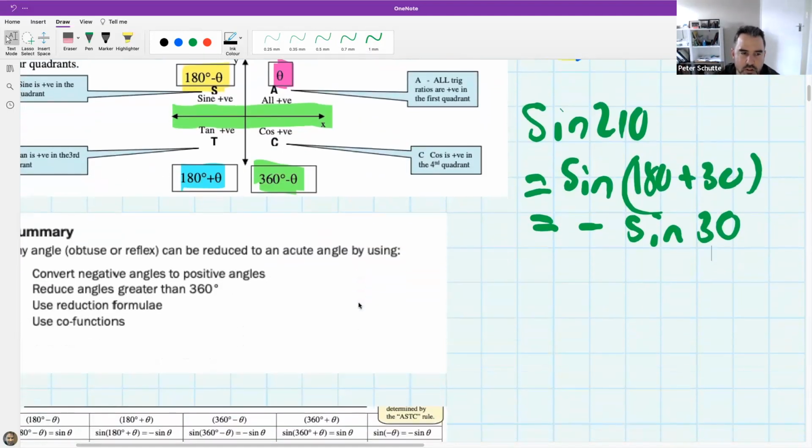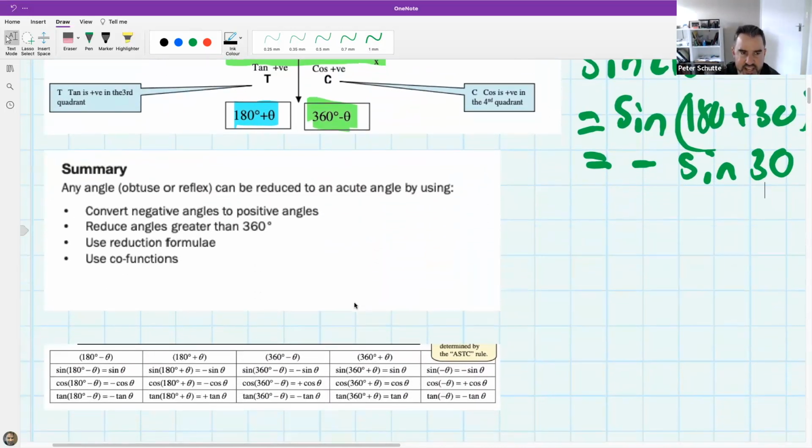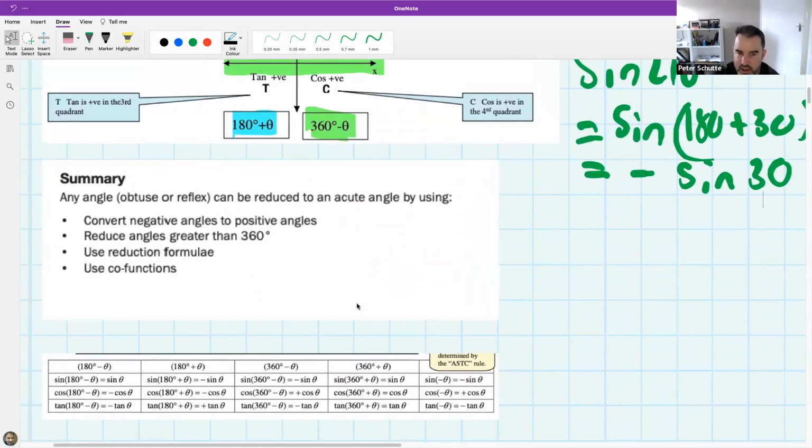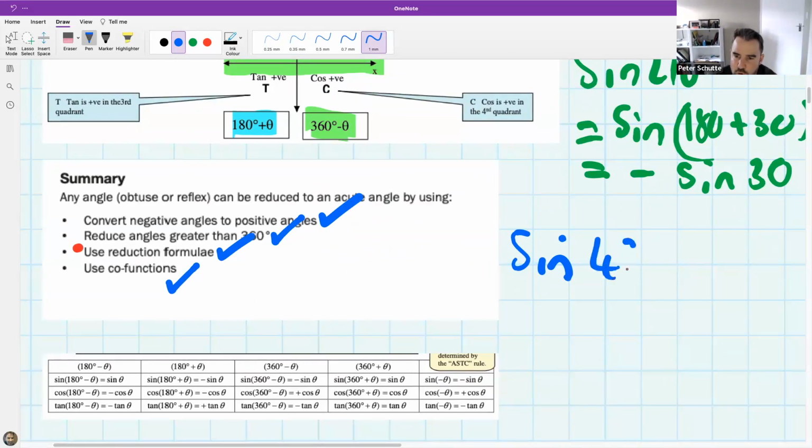Okay, so here it says, any angle, obtuse or reflex, can be reduced to an acute angle by using the following: negative angles to positive, reduce angles greater than 360, use the reduction formula, which we were just doing right now, and use co-functions. What if I said to you, what is the sine of 420? What would you then do to reduce that?